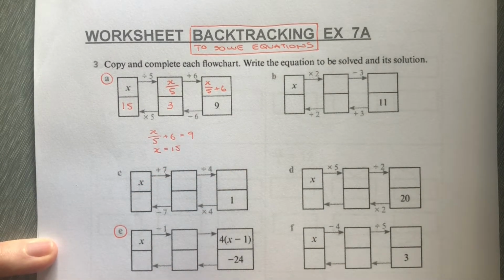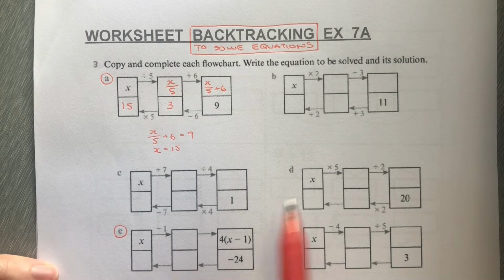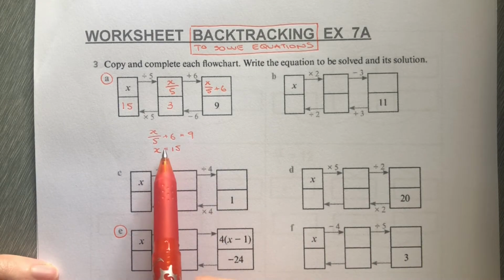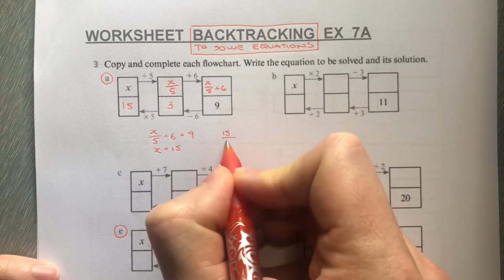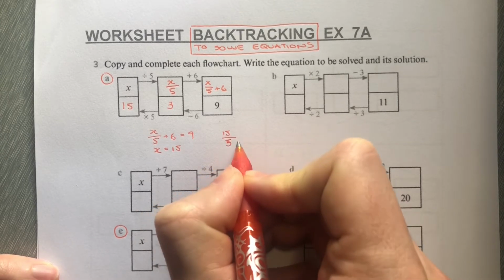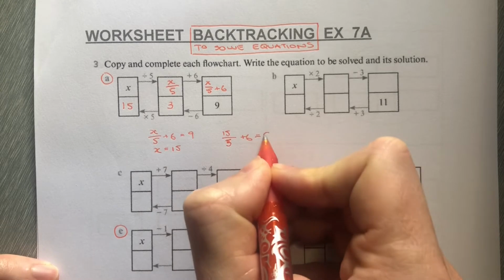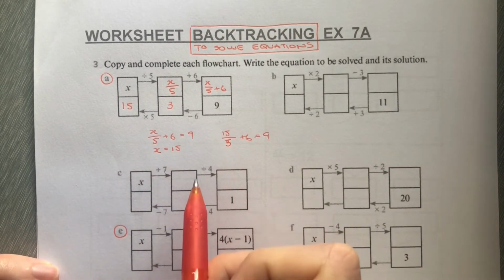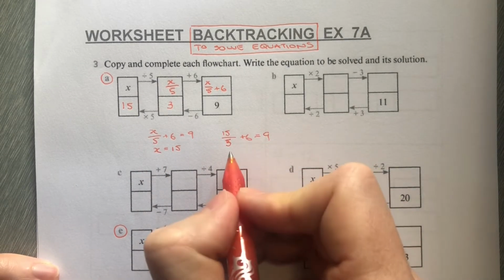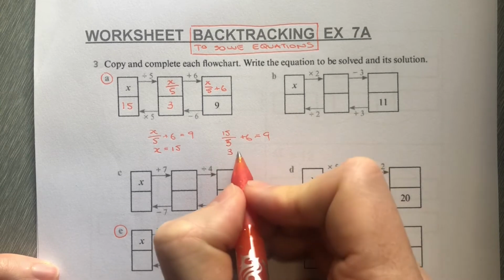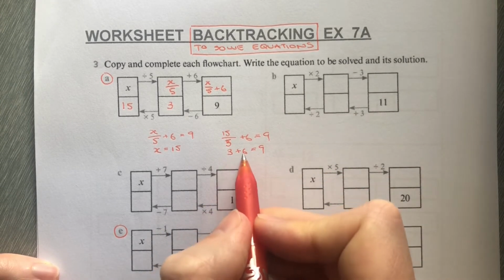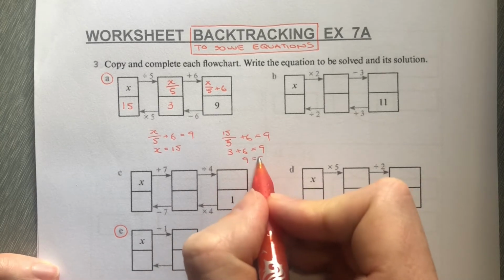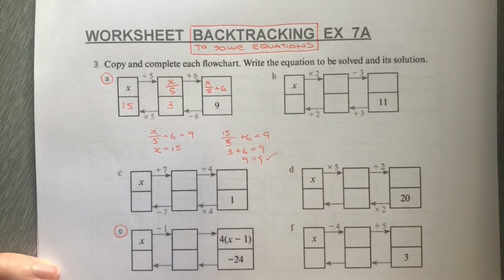Okay, now let's just make sure that we're right here. So if we make x 15, I'm going to do that over here. So you see how I've changed x to 15? So 15 divided by 5 would be 3. So you see how it's 3 plus 6, that equals 9. See how that works? Awesome, so we got it right.